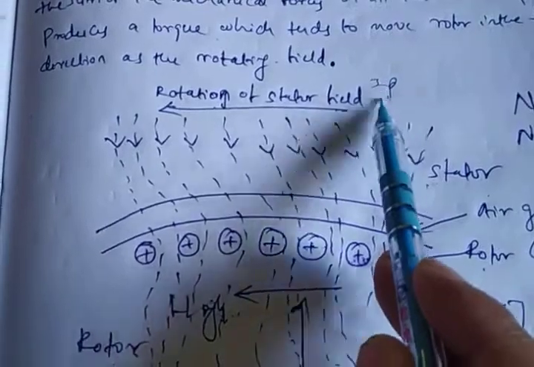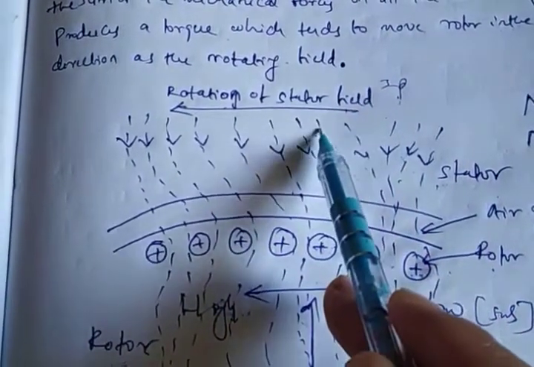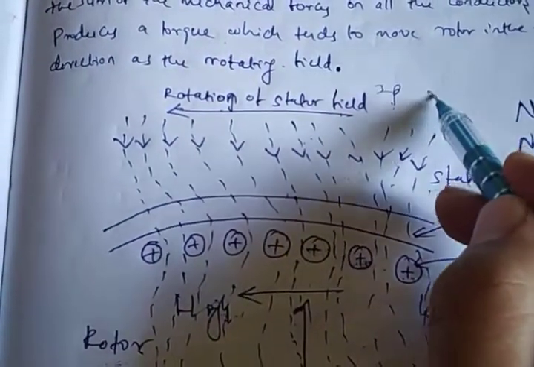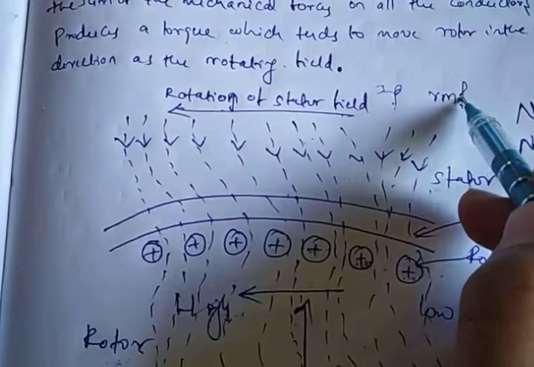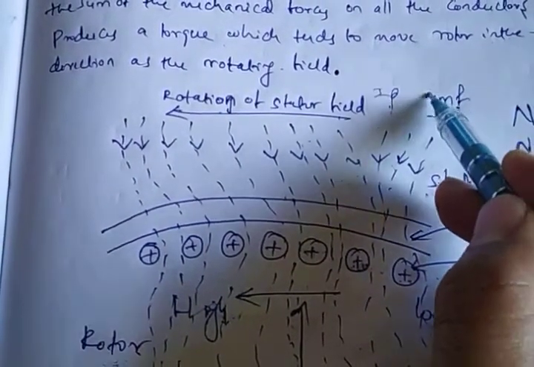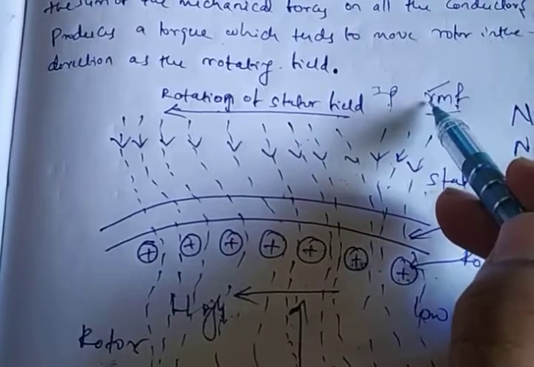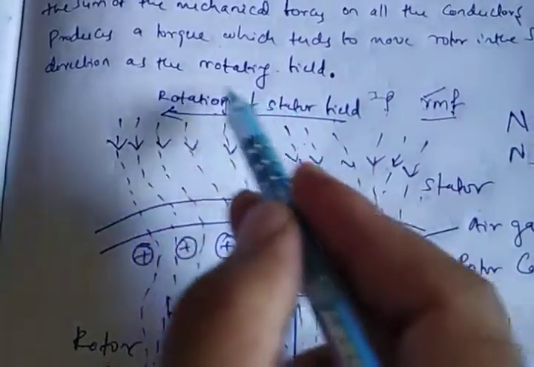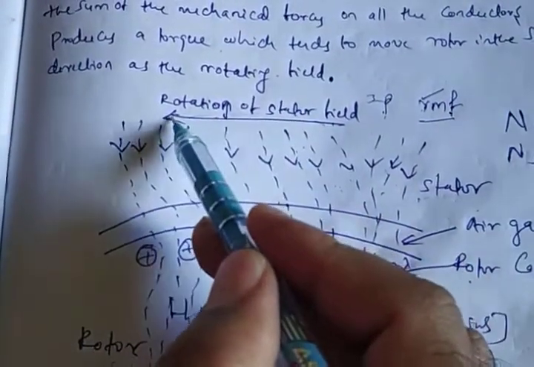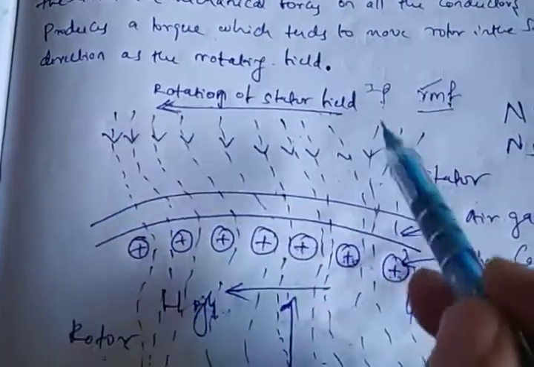So whenever the three-phase AC supply is given to the induction motor, what happens? Then a rotating magnetic field, RMF, is produced. That is a rotating magnetic field. So in which direction is it rotating? Let us assume it is in the anti-clockwise direction for this diagram.